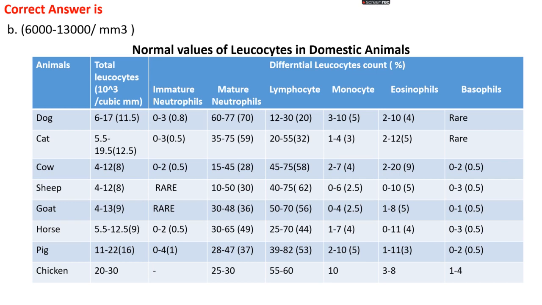In case of horse, it is neutrophils, which is 49%. And in case of pig, it is lymphocytes, which is 53%. And in case of chicken also, it is lymphocytes, which is 55 to 60% of leukocytes. Okay.